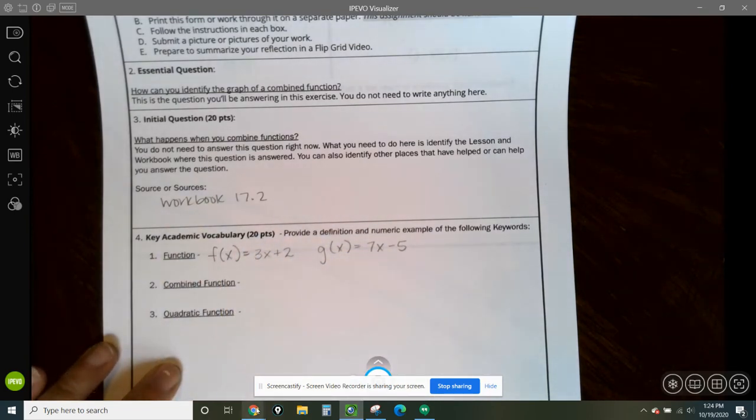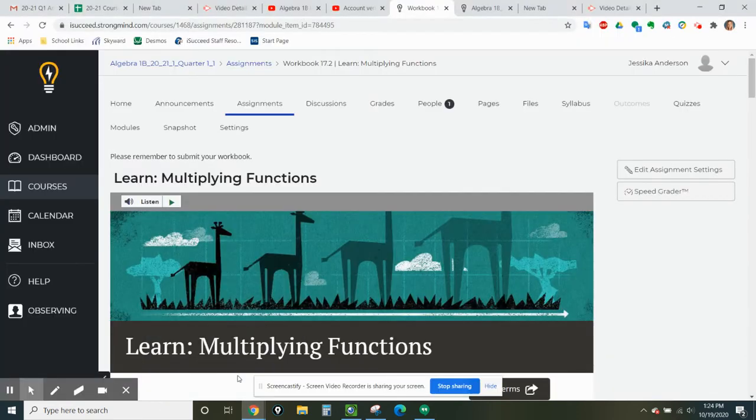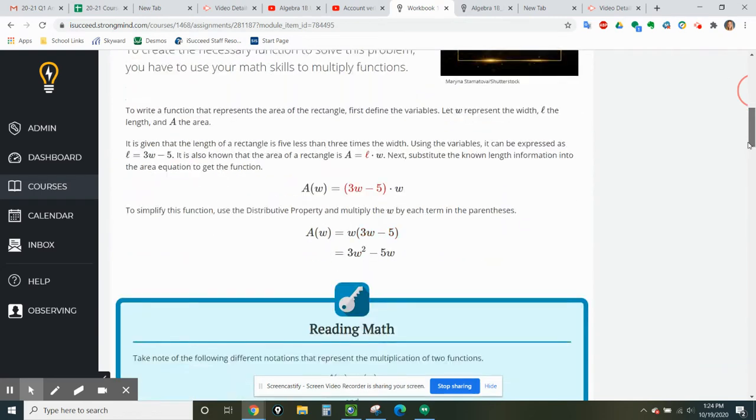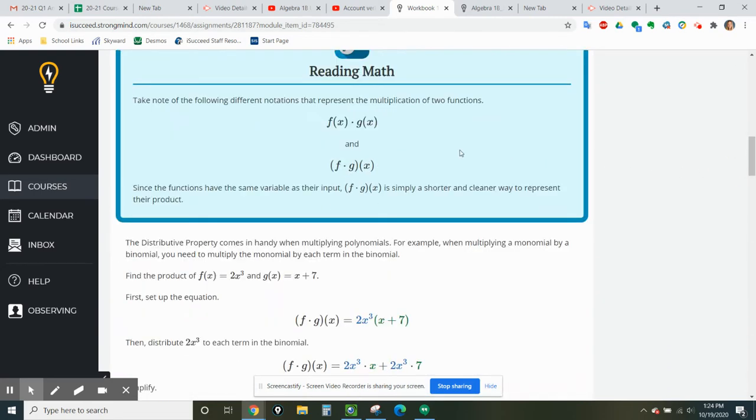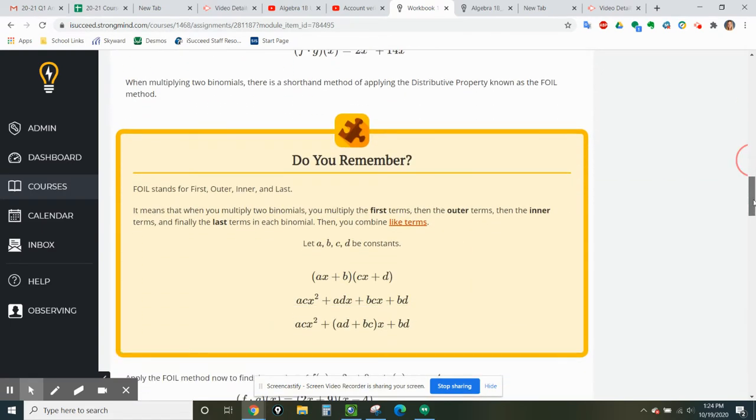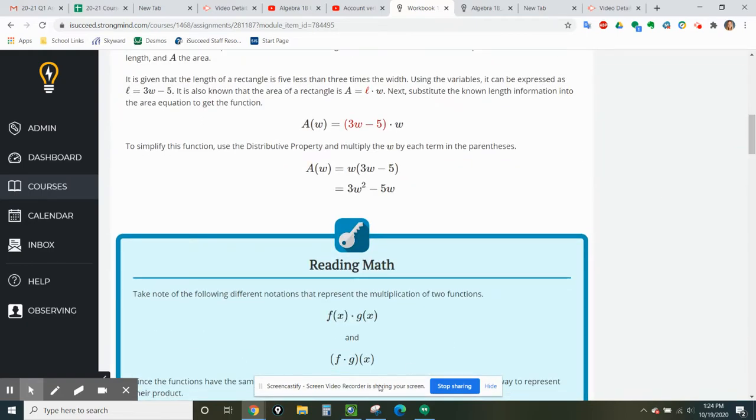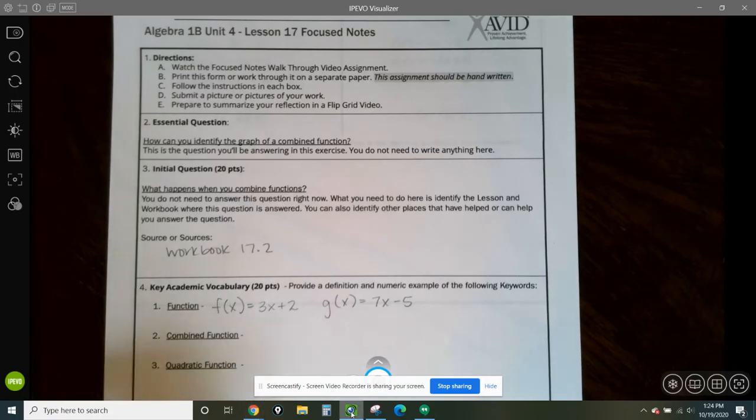Again, you can find all of this information in this lesson. If you want to scroll back through, you've already done this lesson. So here's f of x and g of x. We're about to get to this combined function here. You can look through here and make up your own definitions if you want, or you can just follow along with the definitions that I'm writing down.